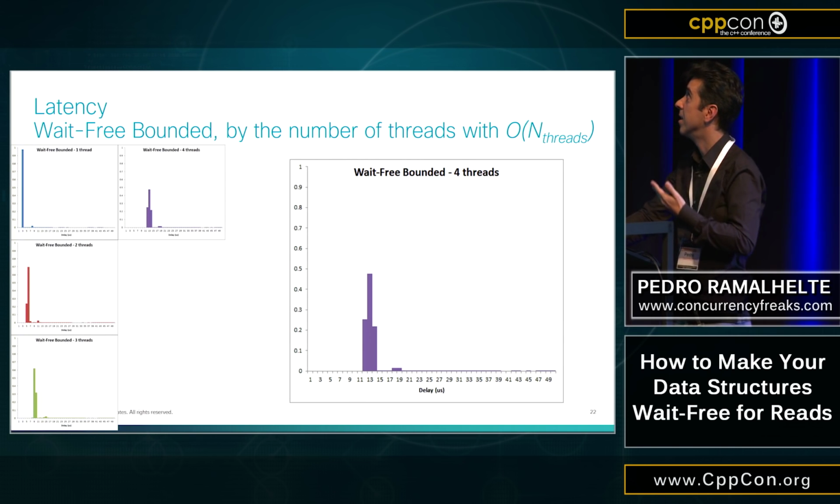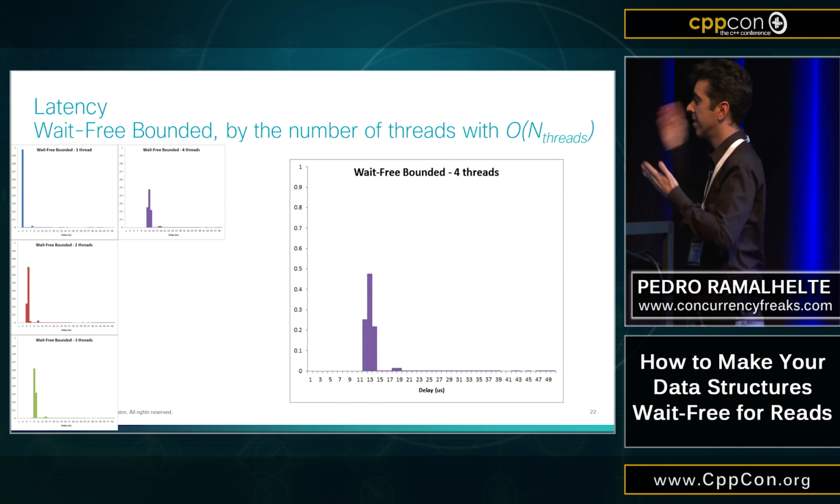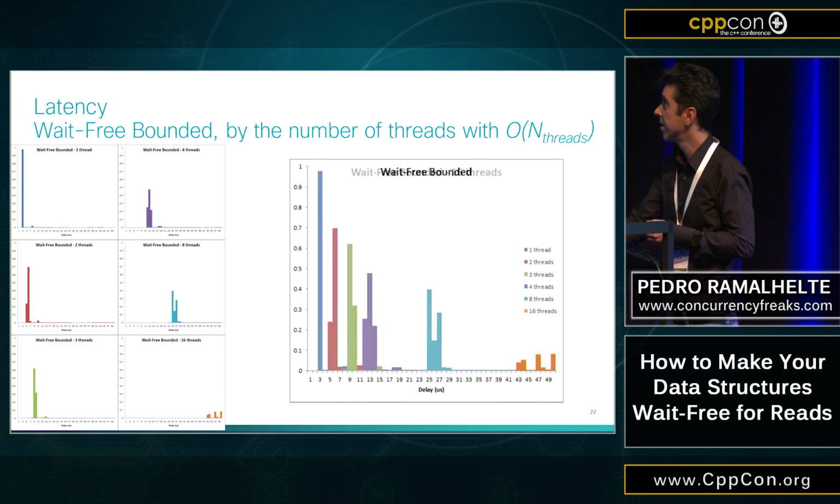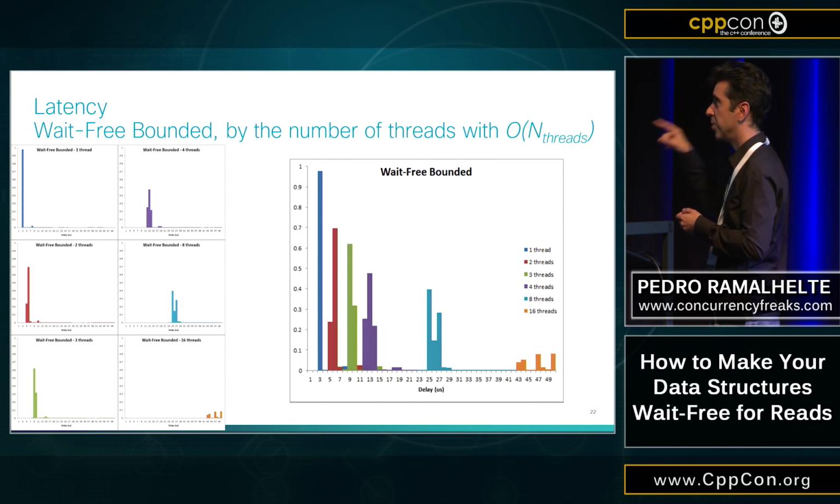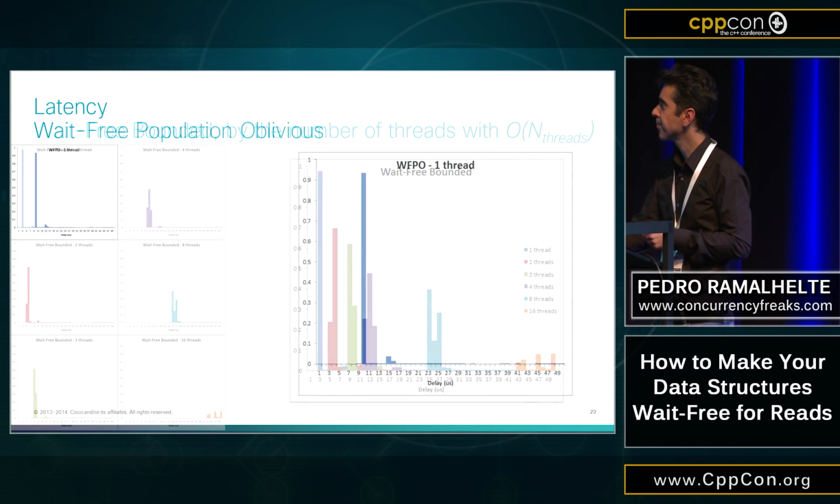You can have O(log n), that would be great. But sometimes you can get O(n) squared, and that would grow with that order. So you see the advance, but you don't see the long tail. Wait-free doesn't have this tail.